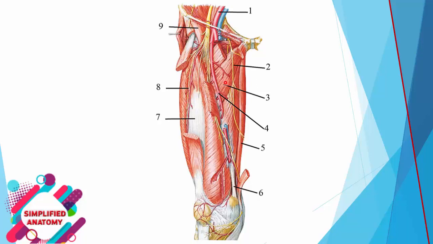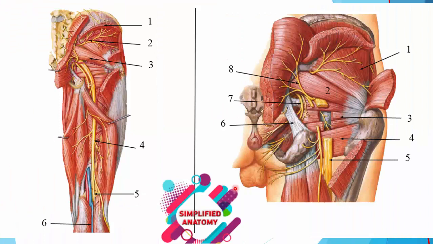Number 3 is adductor brevis. Related to the adductor brevis, this nerve, number 2, is the obturator nerve. The obturator nerve has an anterior branch, number 2, and a posterior branch. Number 5 is gracilis muscle and number 6 is part of the adductor magnus, which is the ischial part of the adductor magnus muscle. This diagram is a posterior view.